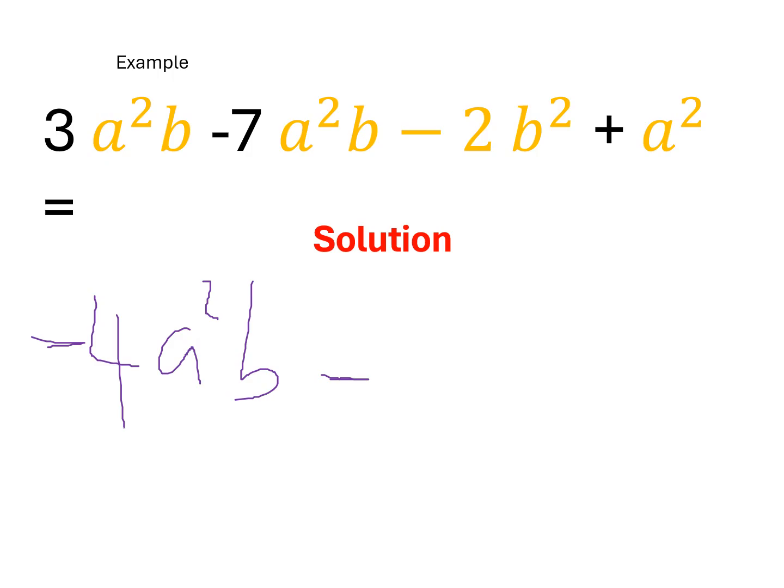minus 2b squared plus a squared, putting back the 2b squared plus a squared. Now look at it. The 4a squared b, 2b squared, and a squared, none of these are like terms. You see, they are different. 3 different terms, okay? So this is the solution. You can't go any further. You can't add anything. You can't subtract anything.